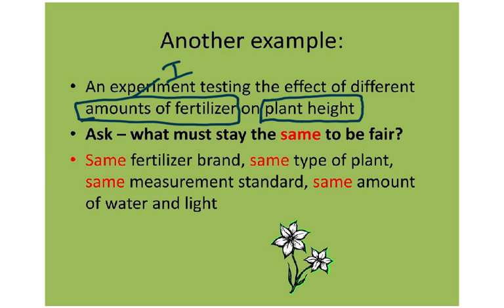So I am changing this. Plant height is the dependent variable, which is the result. Ask what must stay the same to be fair. So same fertilizer brand, same type of plant. You can't be testing it on corn and then testing it on rice and then saying, okay, no, I'll test it on wheat or I'll test it on sugarcane. It has to be the same crop.